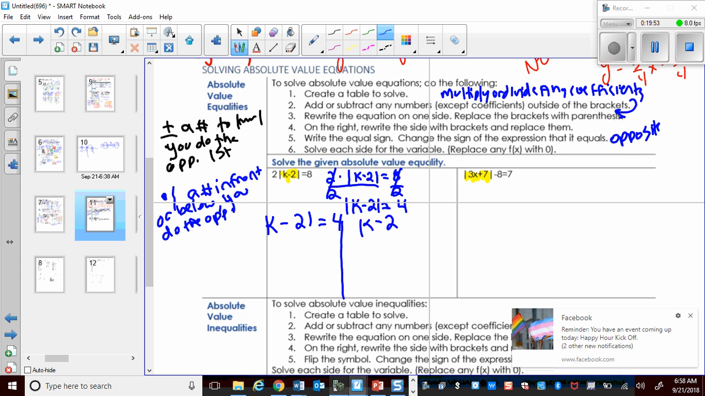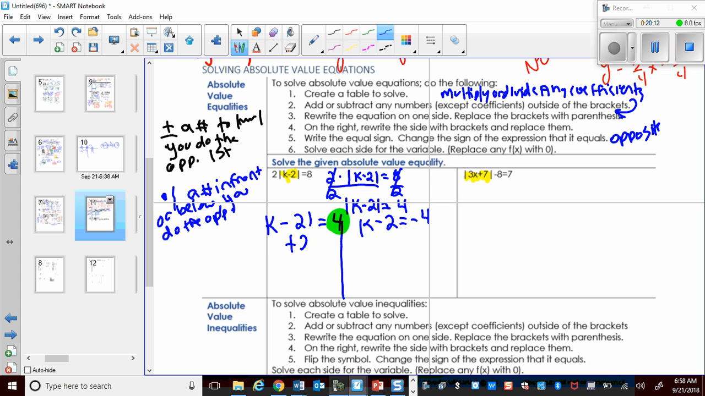So what I'm referring to, if you're confused, this number here is going to be the opposite of what's there. So this is going to become equals -4. And all you do after that is solve for the variable. So here on the left hand side, I'm going to add 2 to both sides. I get k equals 6. On this side, I'm going to add 2. K equals -2. Those are my two solutions, and you would write them k equals 6, -2.